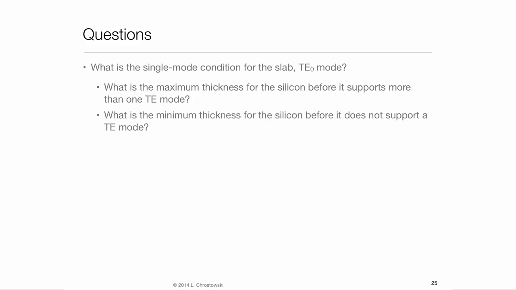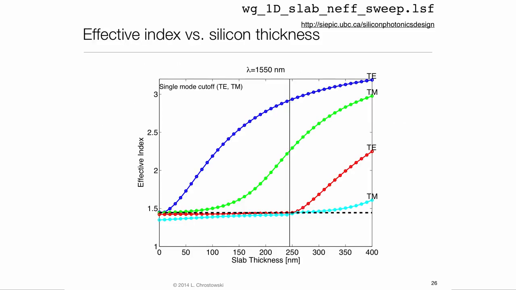We can answer these questions by performing parameter sweeps, namely by varying the thickness of the silicon. We wish to study the effective index of the slab versus the slab thickness. These are simulations for a wavelength at 1550 nanometers. The plot shows the effective index as well as the polarization, TE versus TM, for different modes supported by the waveguide. Note that for a 1D waveguide structure, the mode is either a pure TE or a pure TM mode.